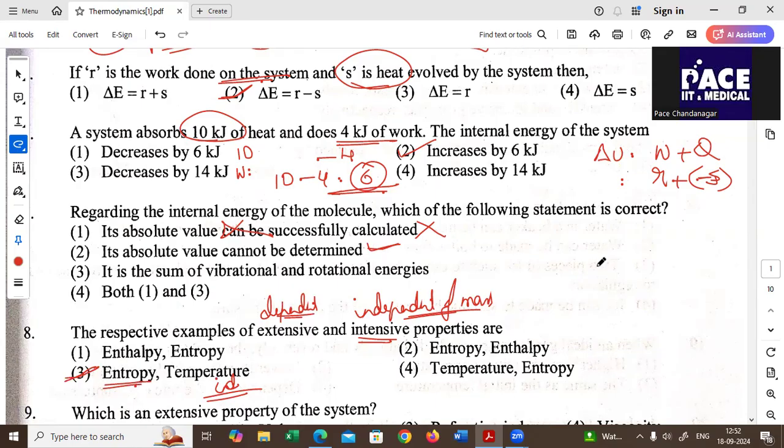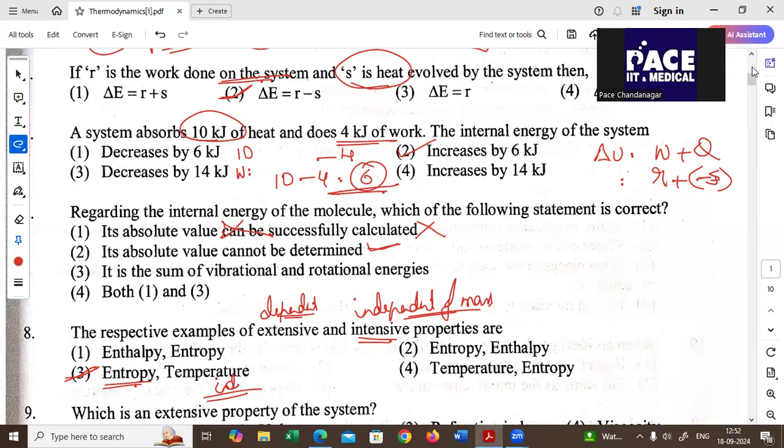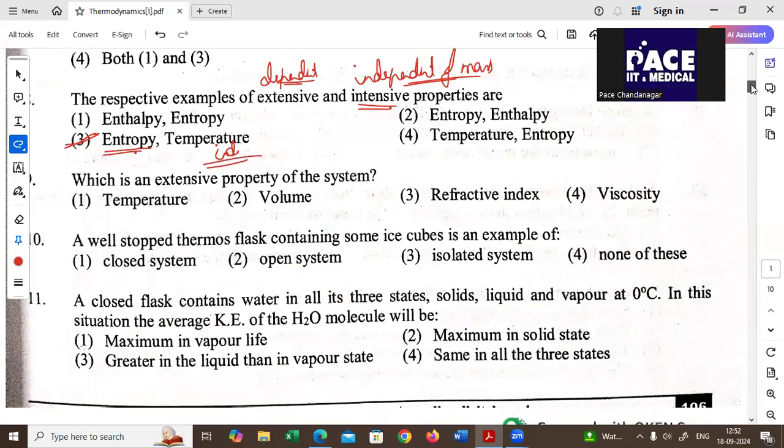Is that clear, bache? In any case, if you have a doubt in that, you will come to me in the next class and you will ask me that doubt.